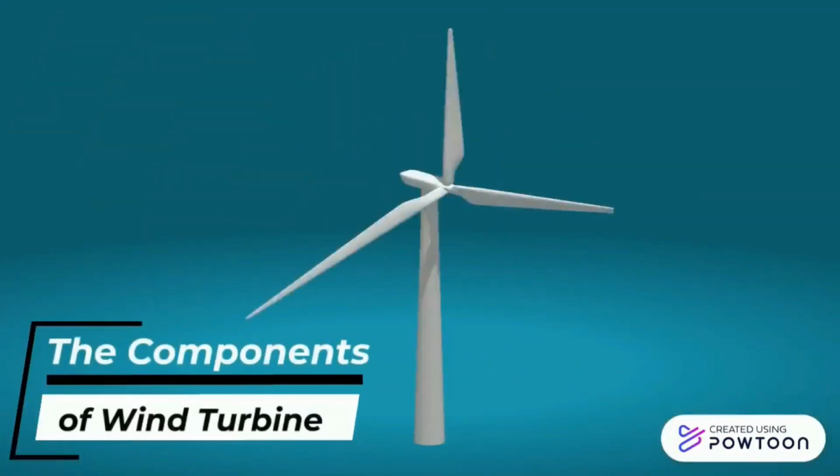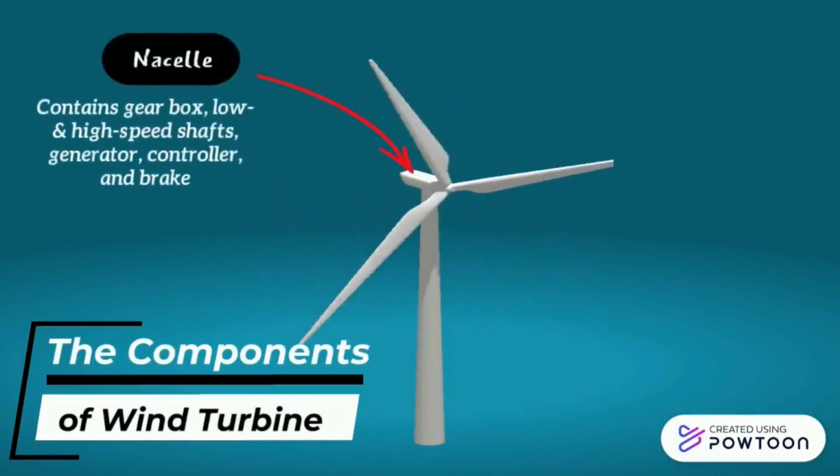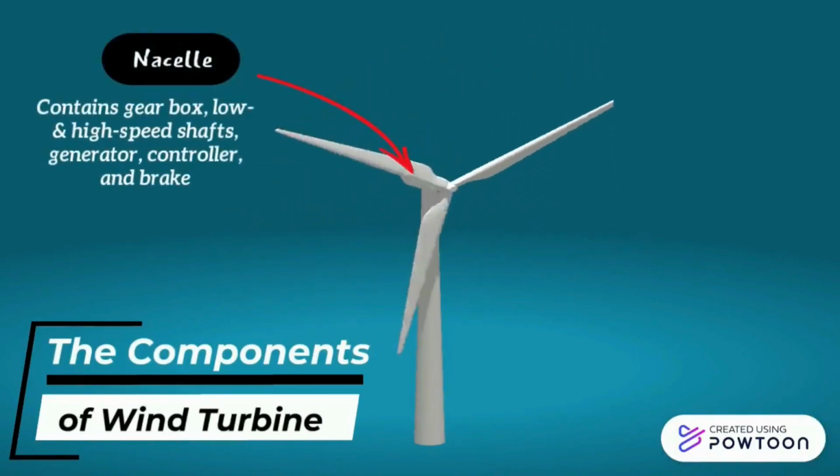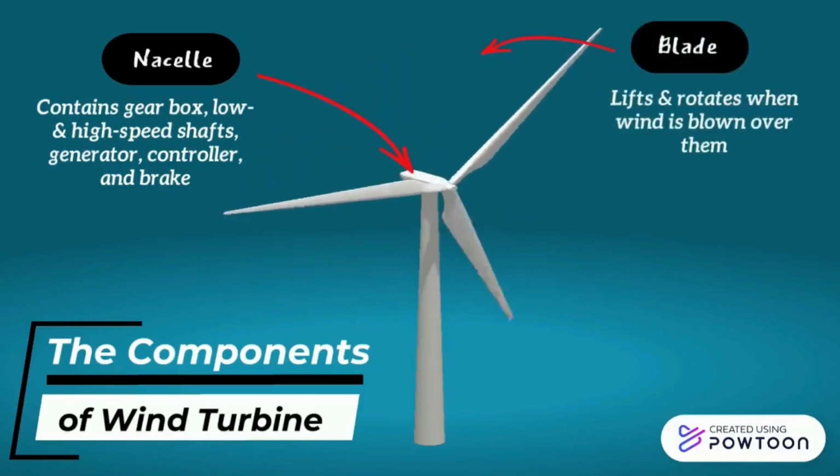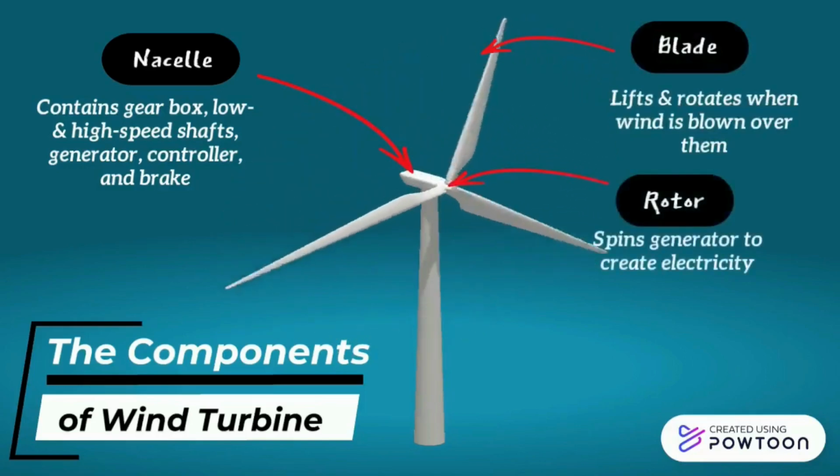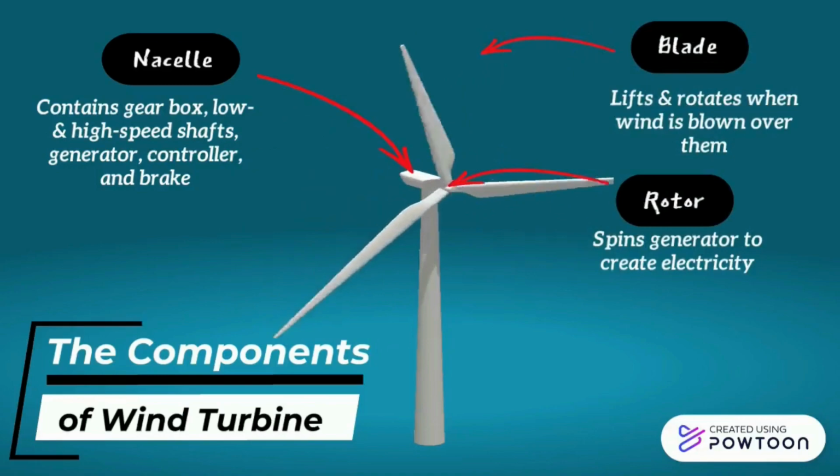The components of a wind turbine. The nacelle contains the gearbox, low and high speed shafts, generator, controller and brake. The blades lift and rotate when wind blows over them. The rotor spins the generator to create electricity. And the tower.